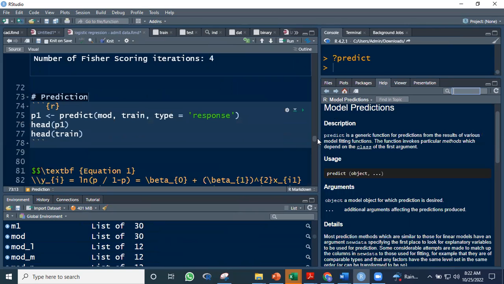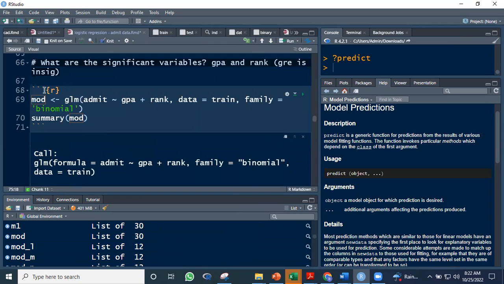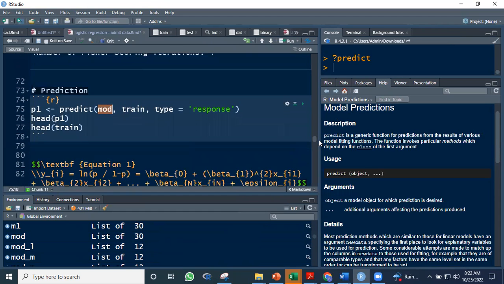All right. So here, we're going to create an object called P1. Gagamitin natin sa predict. Ano yung gagamitin na model? Yung mod natin. Ano yung model natin? Ito, this one, the GLM, using GPA and rank as a predictor. Okay? And then, ano yung data set natin? Yung trained data set. And then we have here type is equal to response. Okay, so let's run this.